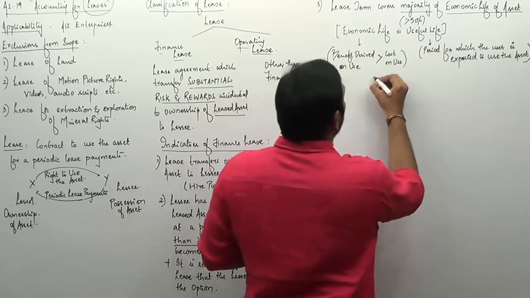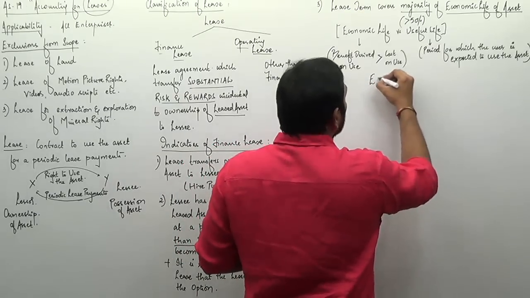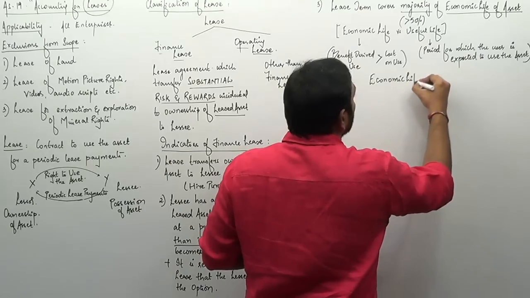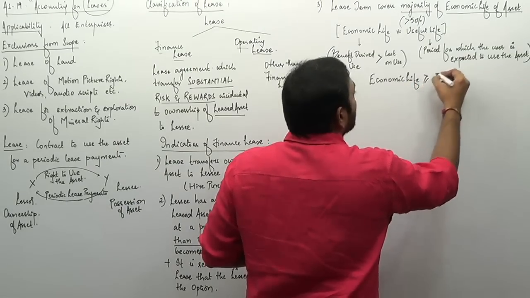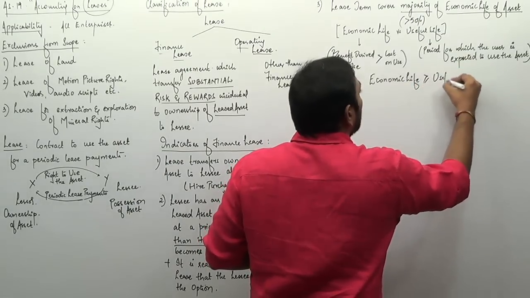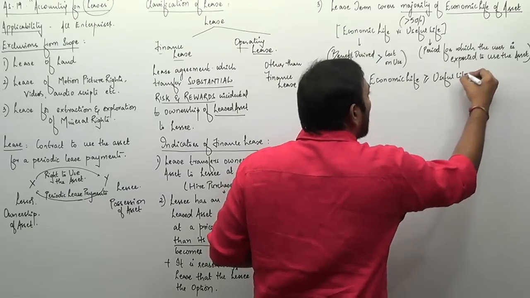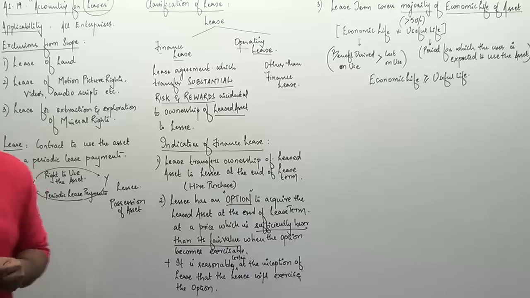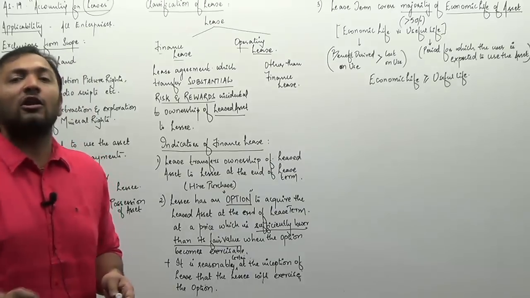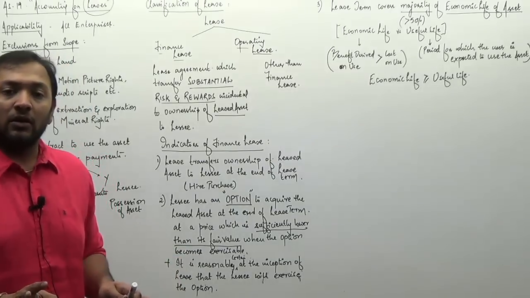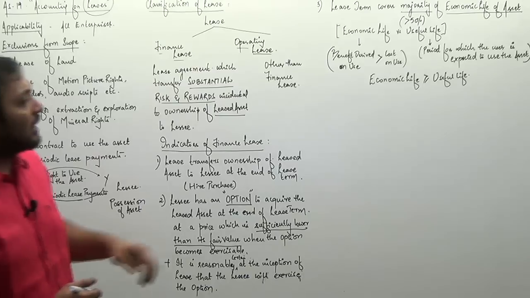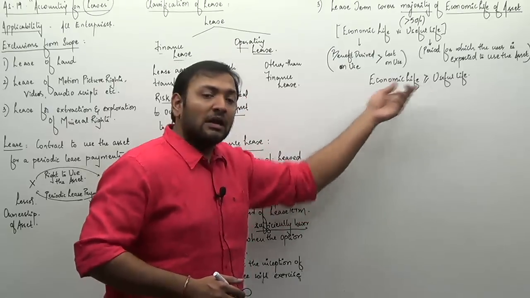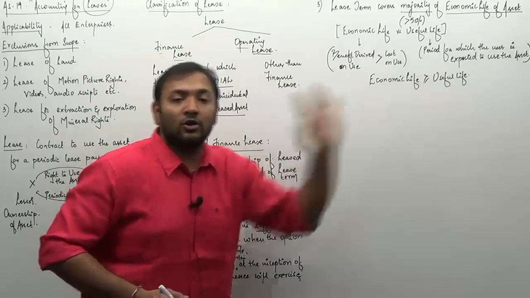Can I put up a simple formula saying that I can never have a useful life which is greater than economic life? Either your useful life is equal to economic life or your useful life is lower than economic life. So I can never have any situation where the useful life is greater than economic life. Economic life is always greater than or equal to useful life.